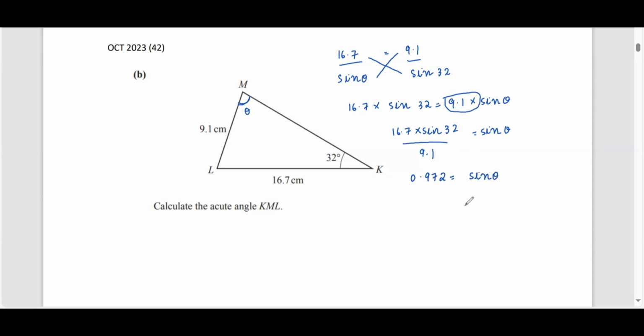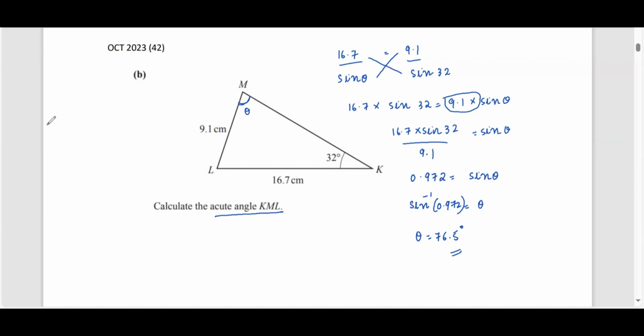But I don't want sine theta, we need theta. So sine goes to the opposite side, it becomes sine inverse. Sine inverse of 0.972. When you put that in calculator, you'll get the answer as 76.5 degrees. So theta will be 76.5 degrees. Calculate the acute angle KML. So 76.5 degrees is an acute angle. Acute angle means it's the angle between 0 and 90 degrees. So that's how we get the B part.